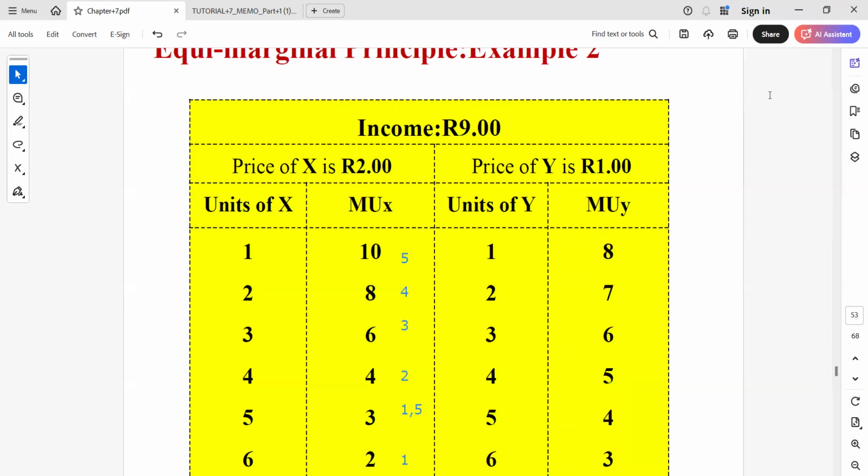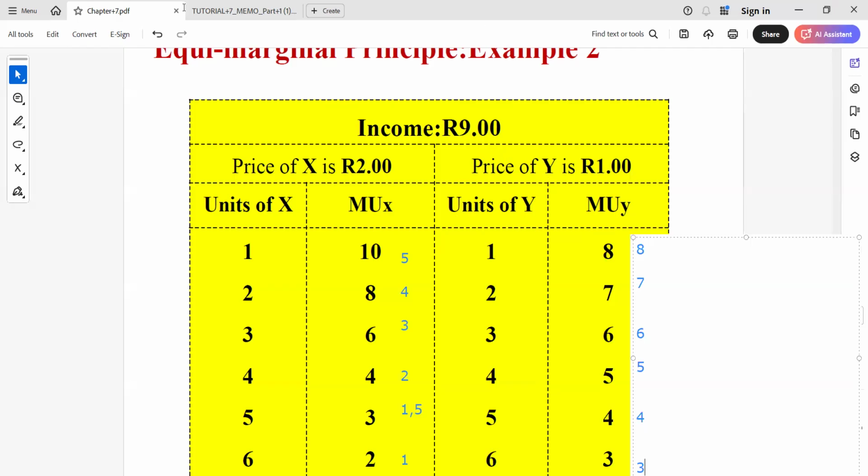Also, we're going to calculate for good Y. They've already calculated for us, I just want to show you guys how it is done. So you're going to say 8 divided by 1, here you're going to have 8. We just retain the same figures, because 7 divided by 1 is 7, 6 divided by 1 is 6, 5 divided by 1 is 5, 4 divided by 1 is 4, 3 divided by 1 is 3. So we've calculated our marginal utility per rand.